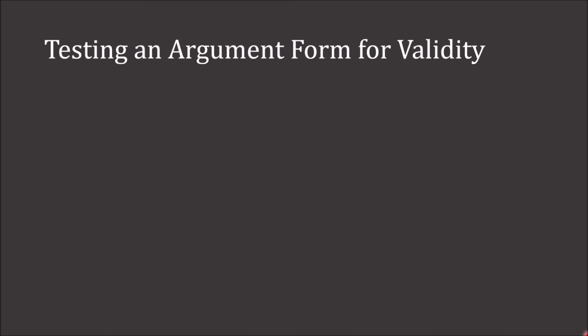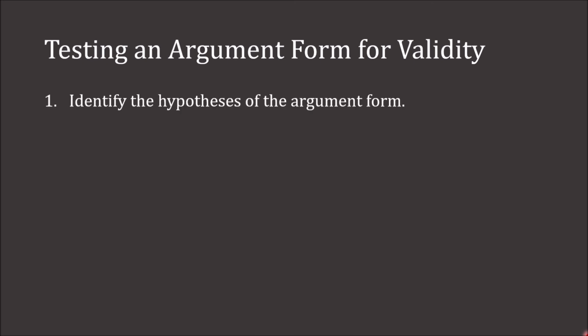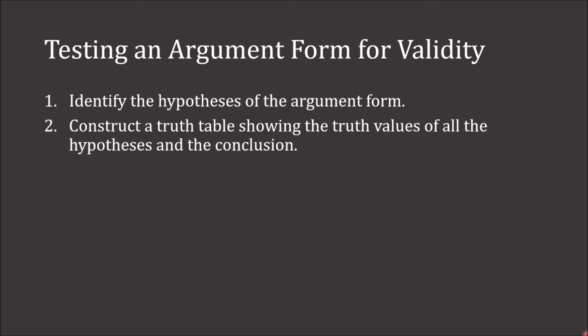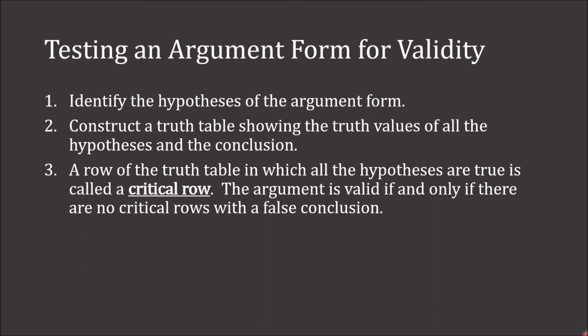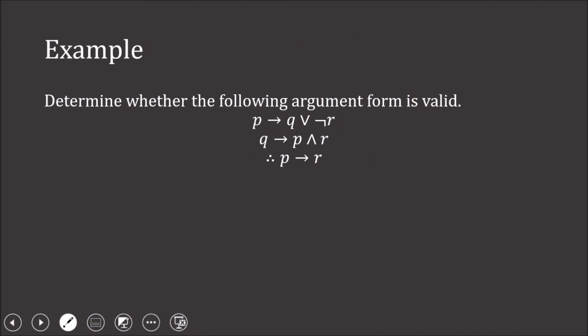So in order to test an argument form for validity, first, we identify the hypotheses of the argument form. We then construct a truth table showing the truth values of all the hypotheses and the conclusion. A row of the truth table in which all the hypotheses are true is called a critical row. The argument is valid if and only if there are no critical rows with a false conclusion. So we will now determine whether this argument form is valid.